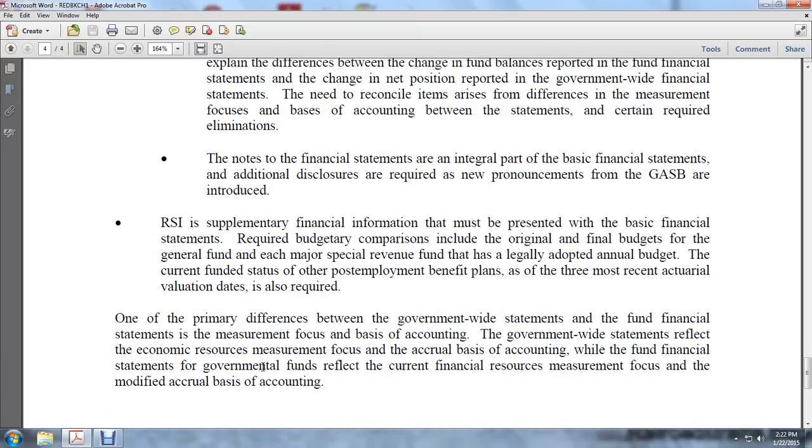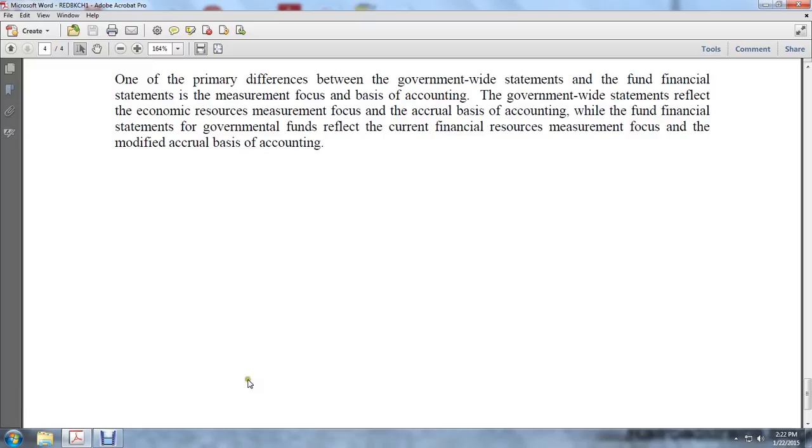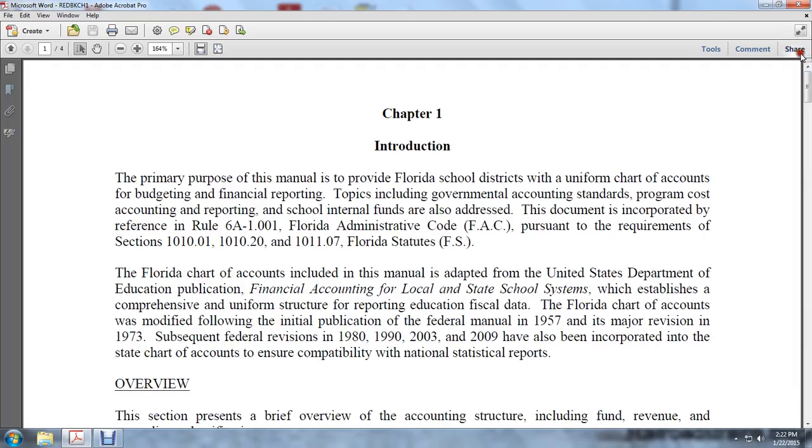One of the primary differences between government-wide statements and fund financial statements is the measurement focus and basis of accounting. The government-wide statements reflect the economic resources measurement focus and the accrual basis of accounting, while the fund financial statements of the governmental funds reflect the current financial resources measurement focus and the modified accrual basis of accounting. And that is Chapter 1, Red Book, Introduction.